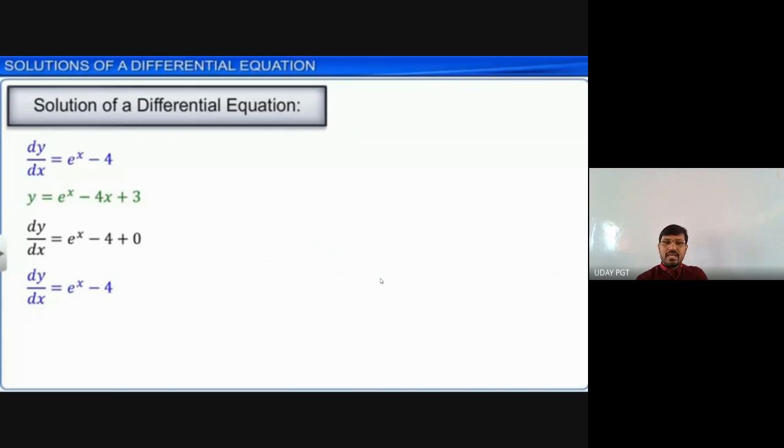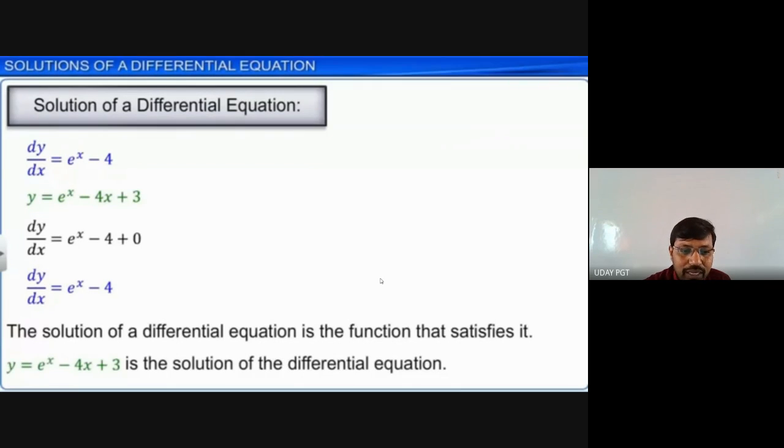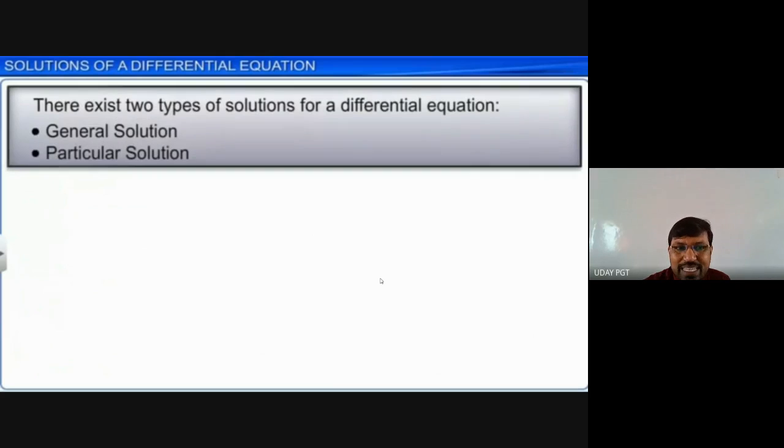So in place of the 3, if you take any other number, it gives you e power x minus 4 only. The function which satisfies the given equation is called the solution. The solution of the differential equation is the function that satisfies it. So in this situation, e power x minus 4x plus 3 is a solution of the differential equation. Not only plus 3, you may write 330 or any other number there.